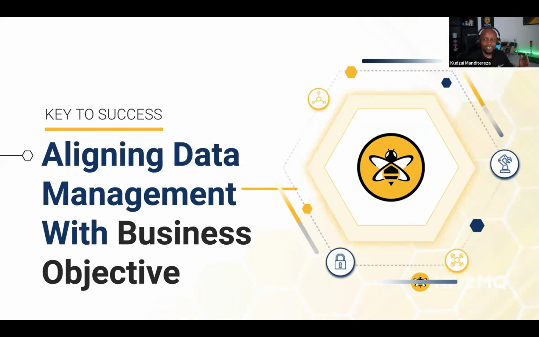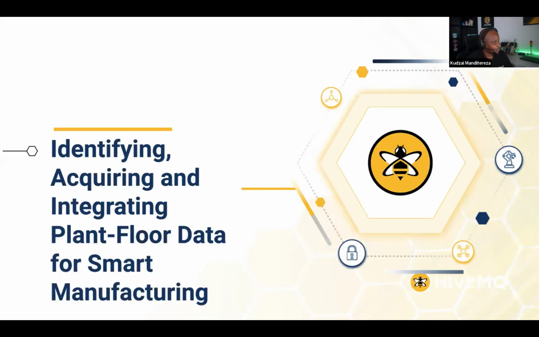And the key to success is to take that objective and then align your data management strategy to it, to say, for me to achieve A, B, C, and D, how do I make my data available, or how do I structure the data so that all the apps that are consuming that data will be able to provide the analytics that are required for an effective digital transformation strategy.